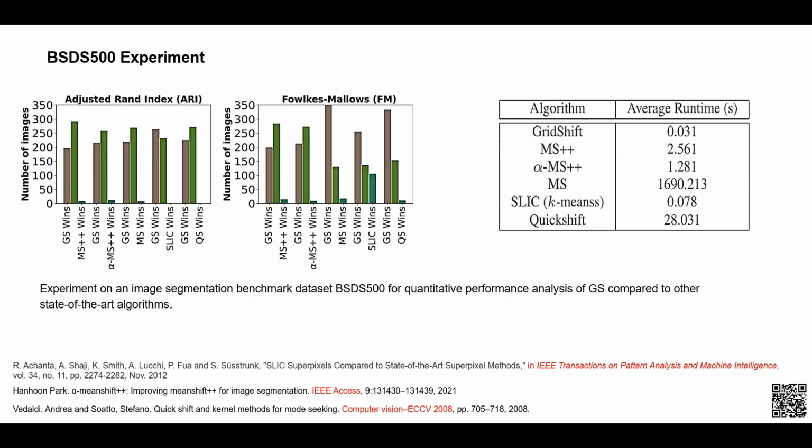In terms of image segmentation, we perform experiments based on the BSD500 dataset, which is a very common dataset. As you can see on my right, we show the runtime of GridShift compared to other algorithms in performing this segmentation on the dataset. On my left, you can see the adjusted Rand index and the FM. As you can see, in all the instances, GridShift wins more than the other algorithms.